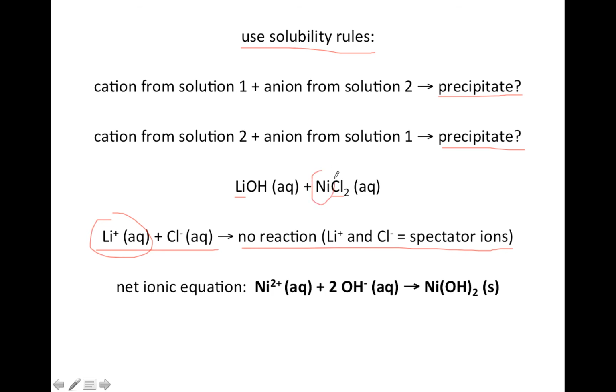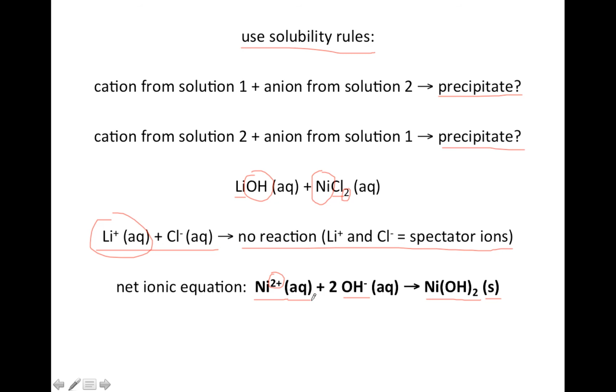Therefore, we will assume that the nickel ion will stick to the hydroxide ion. Now, notice there's two Cl-, so therefore nickel must have a +2 charge. So my net ionic equation is going to show my nickel ion with its +2 charge sticking to hydroxide ions to make a neutral ionic precipitate called Ni(OH)2. That will be a solid.